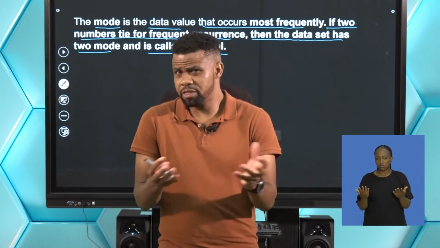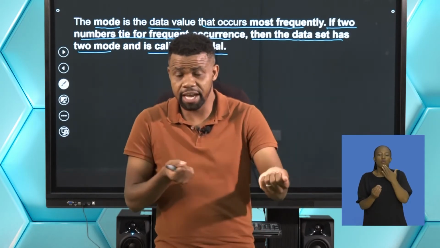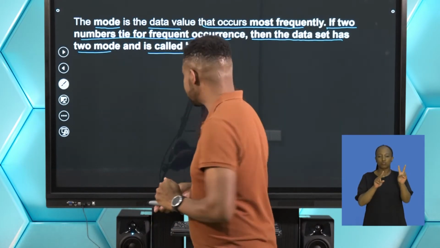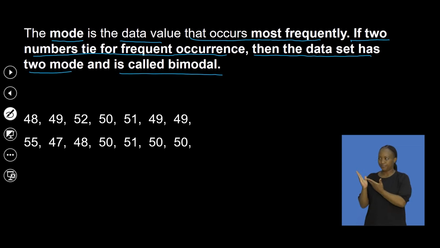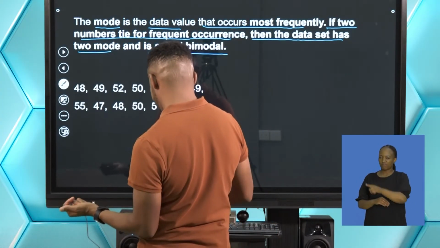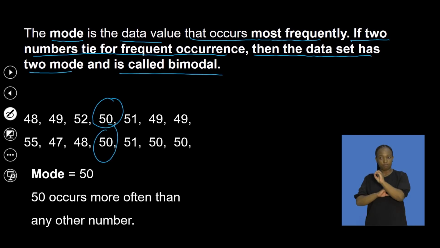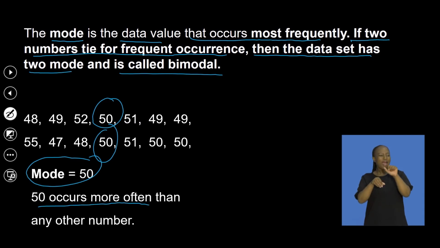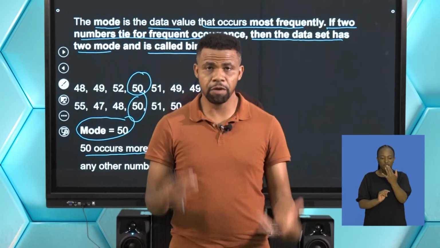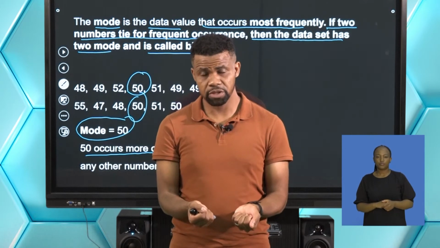Okay, great. Can you think of two things that tie together? Okay, it's possible. Then you can have two modes. So let's look at this set of data. We have 48, 49, and so on. So what is the mode here? I have 50 there. Can you see 50? Okay, the mode is 50. 50 occurs more often than any other number. So 50 is the mode. Are we together? Because it occurs more often than any other.